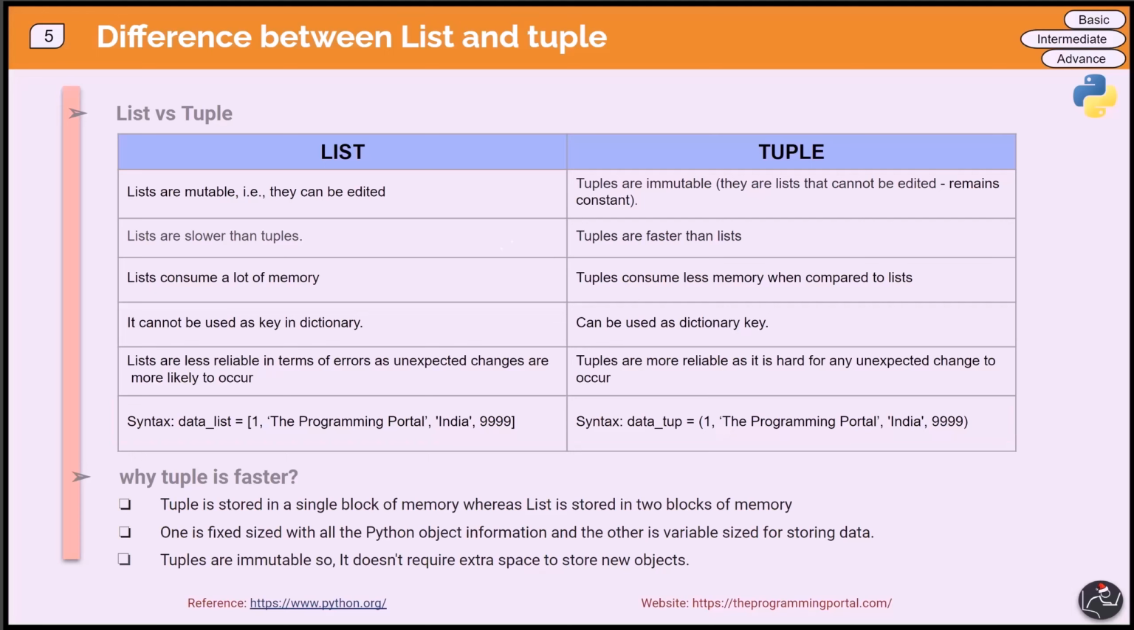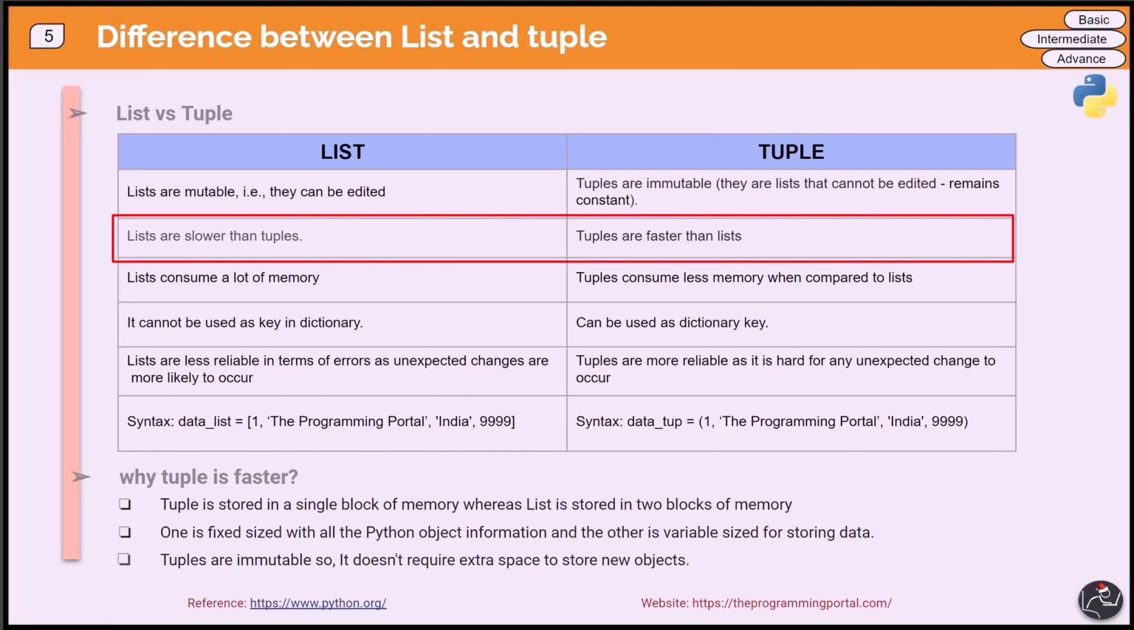Earlier we said that tuple is faster while list is slower. But why? This question normally comes at intermediate or advanced level. So the main reason why lists are slower is because lists are stored in two blocks of memory. One block is fixed size, which contains Python object information, and the other is variable size for storing data. Whereas tuple is stored in a single block of memory.